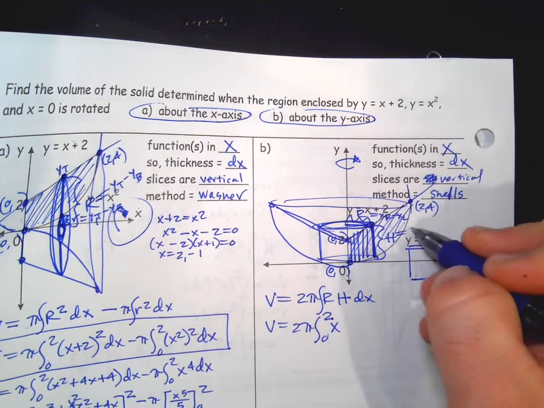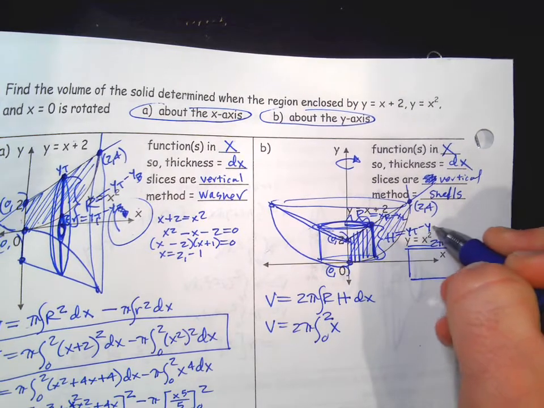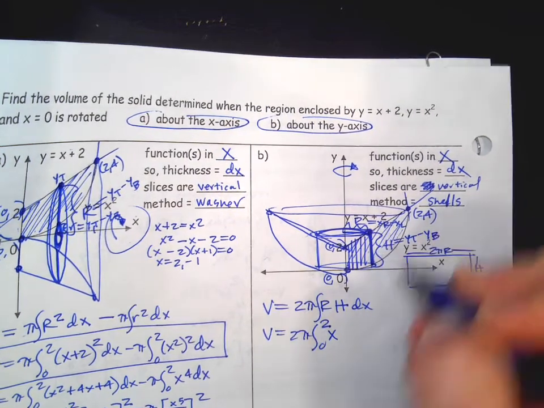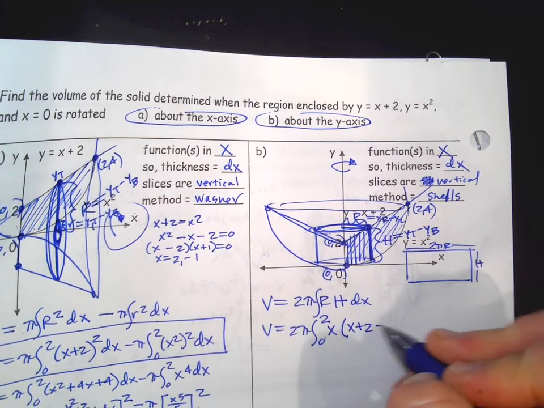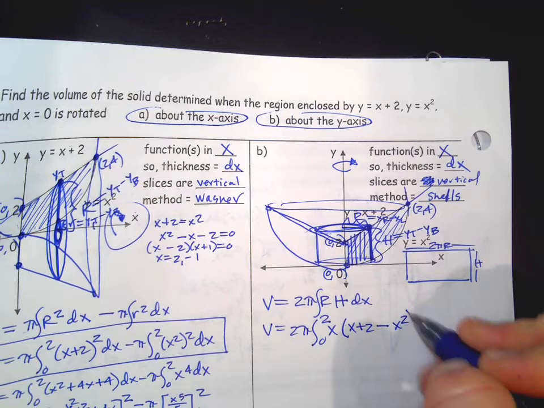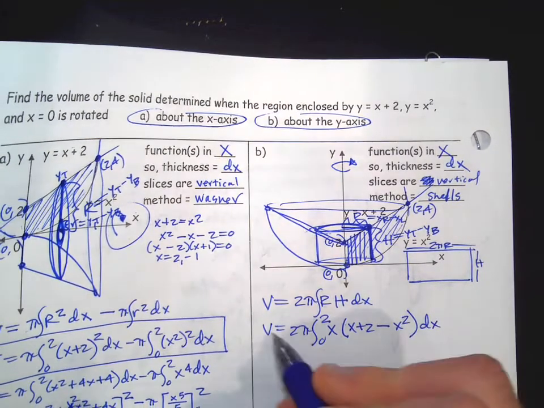The height is where the curve functions come in. Y top minus y bottom. Y top is, in terms of x, x plus 2. Y bottom is the parabola x squared. So that's your setup.